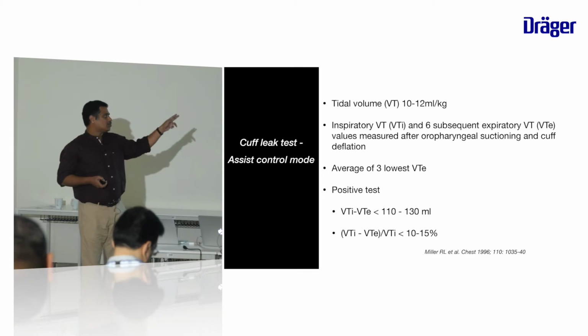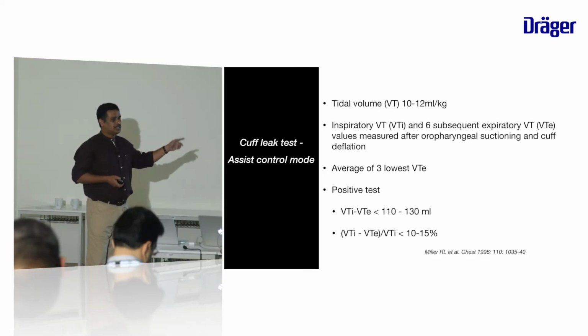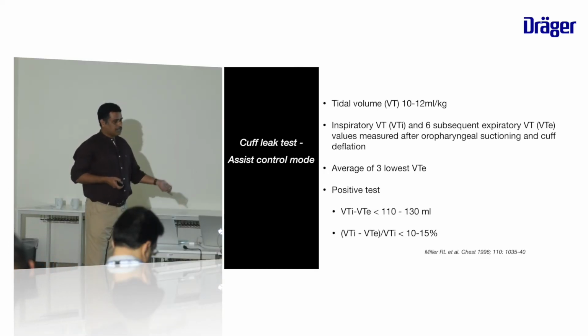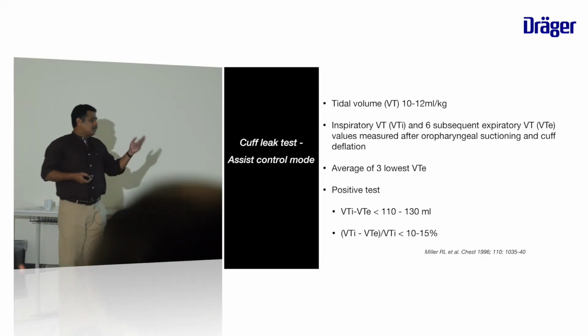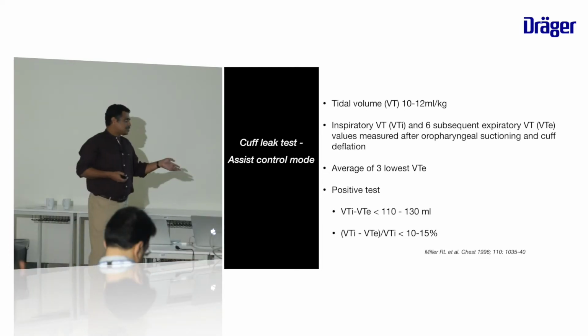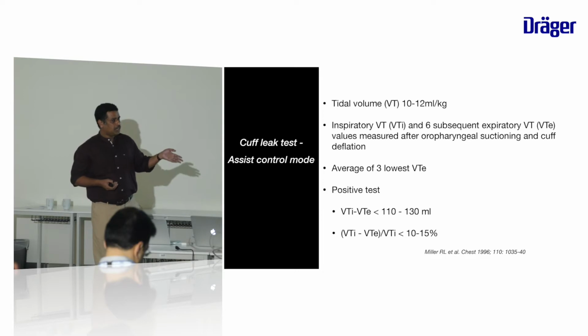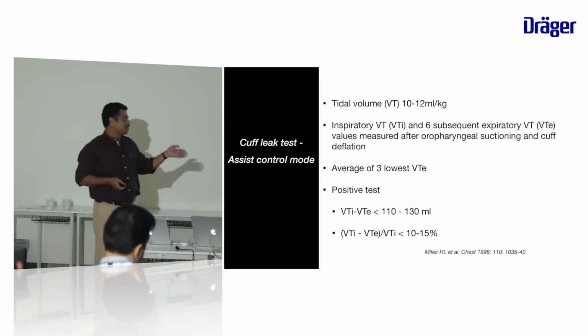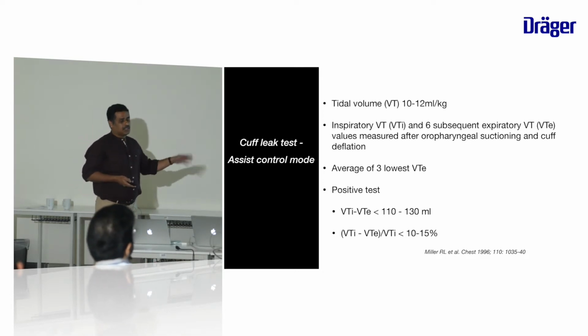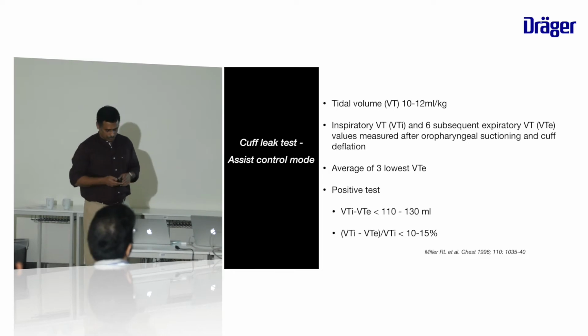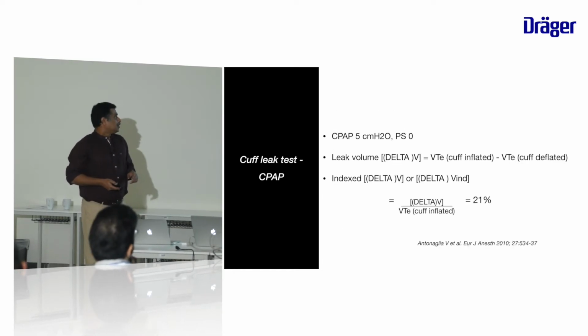If the difference is less than 110 to 130 ml, that means the cuff leak test is positive. Otherwise, you can make it an index, dividing it by the inspiratory tidal volume. If it is 10 to 15%, that means the cuff leak test is positive.